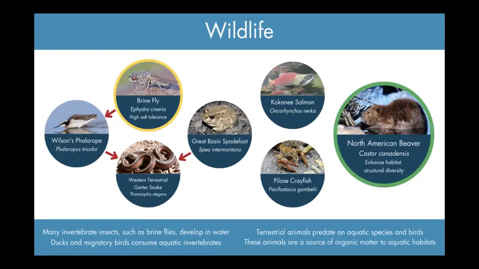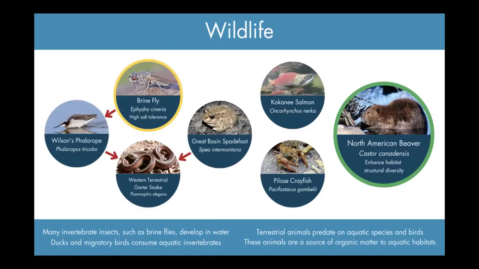In addition to vegetation, the Great Basin supports a variety of wildlife, all of which I could not include here. I've chosen to highlight a few examples of wildlife from major groups. The kokanee salmon is a landlocked sockeye salmon. They do not travel to the ocean. A common native crustacean is the pilose crayfish.